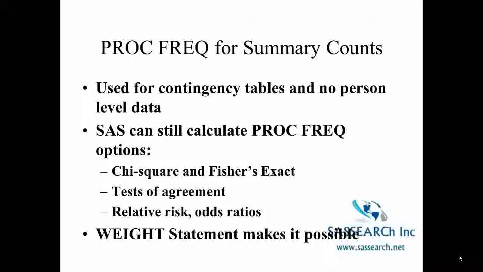40 patients with low socioeconomic status have asthma. 100 patients with low socioeconomic status do not have asthma. 30 patients with high socioeconomic status have asthma, and 130 patients with high socioeconomic status don't have asthma. And then the researcher asks the question, is socioeconomic status associated with asthma?